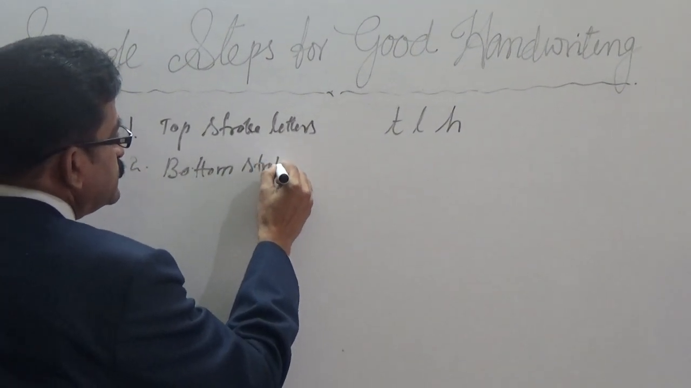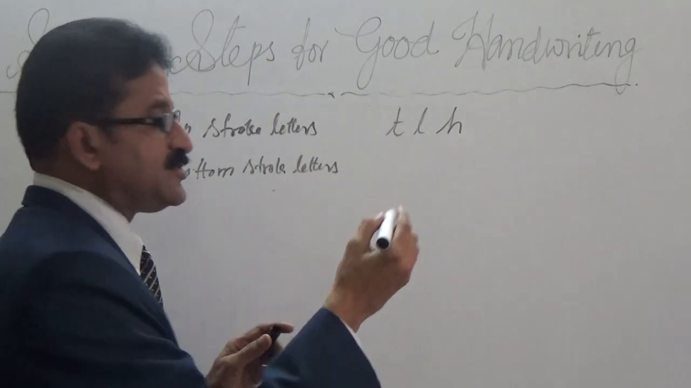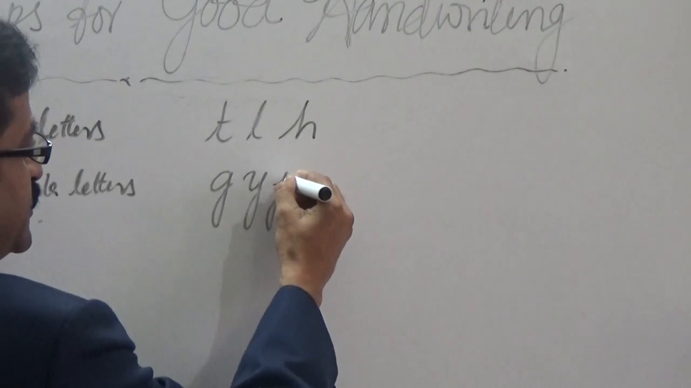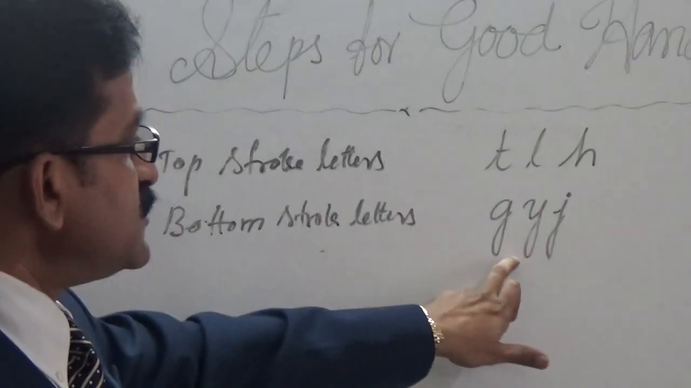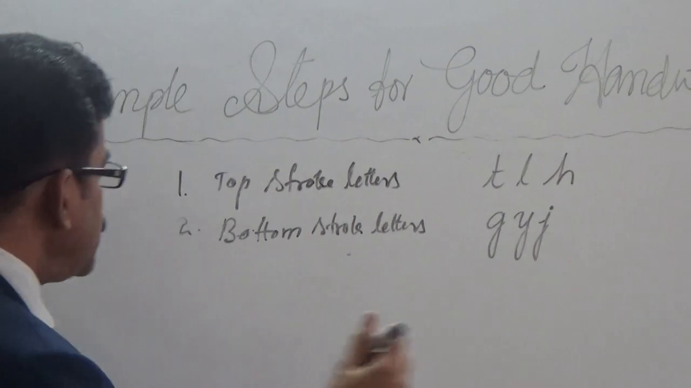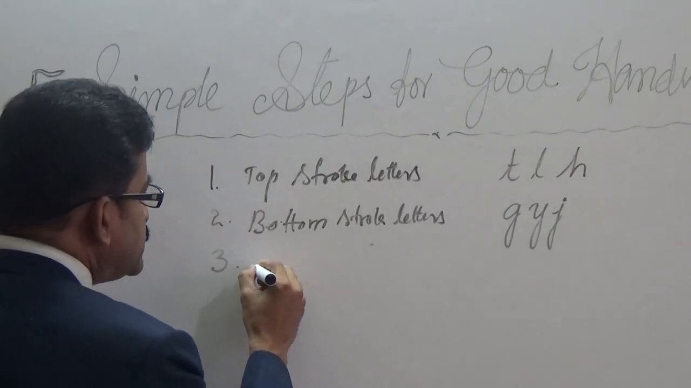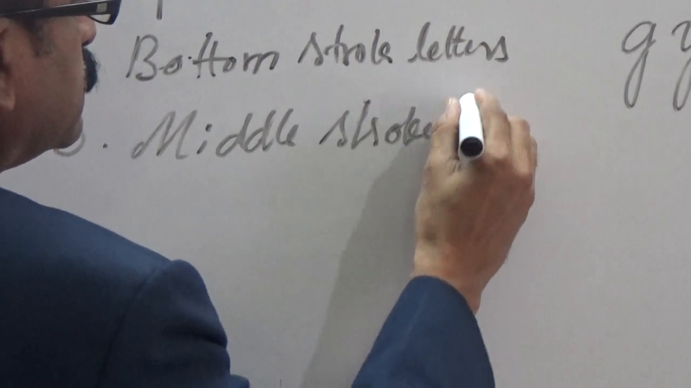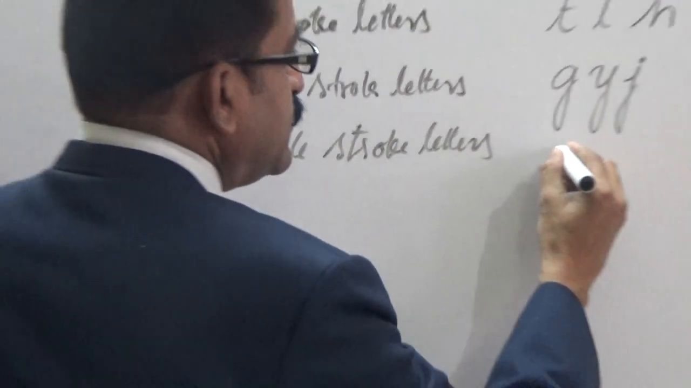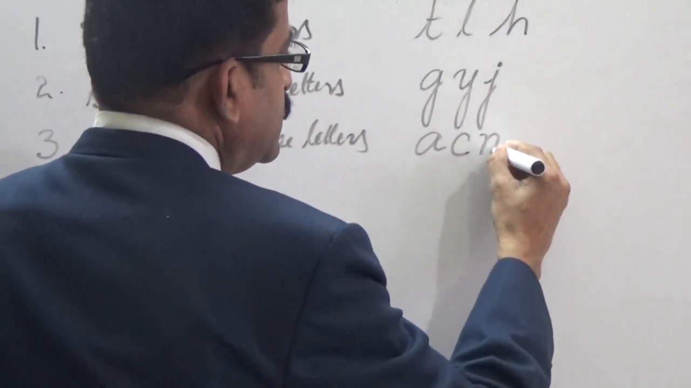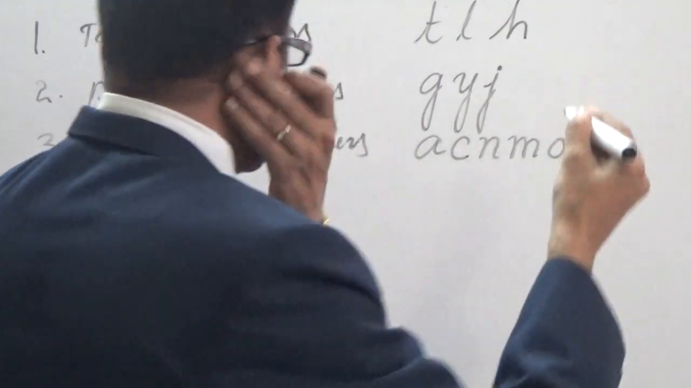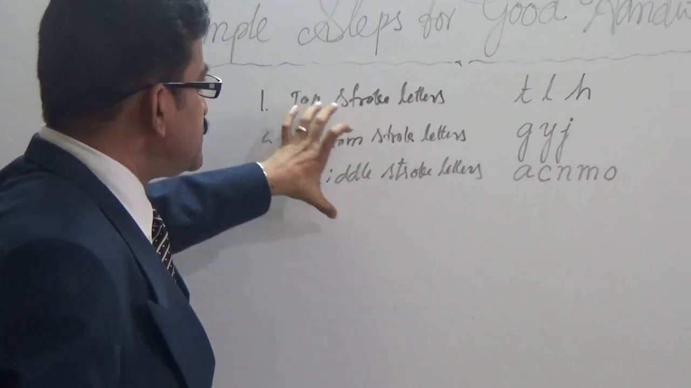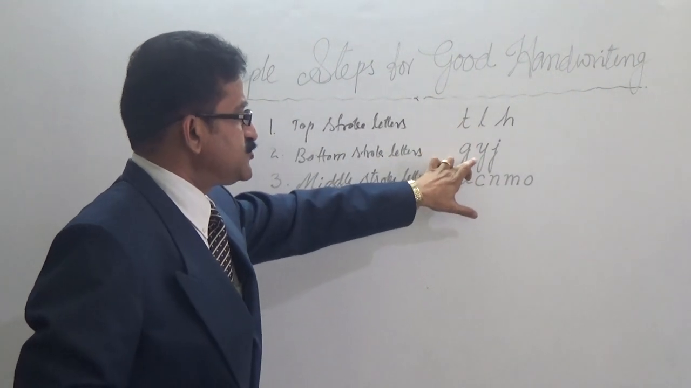The second point is bottom stroke letters. For example, G, Y, J. If we observe these letters, all consist of a bottom stroke. And the remaining third point is related to middle stroke letters. For example, A, C, N, M, O. If we observe these letters, those are in the middle stroke. We have to identify first these 3 points: letters are of top stroke, bottom stroke, middle stroke.